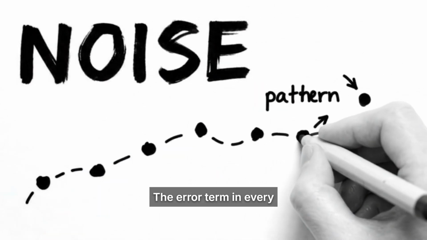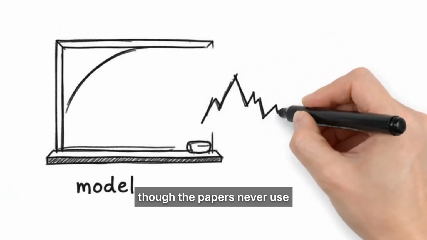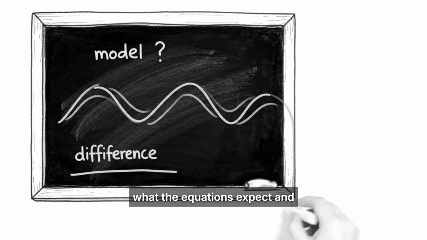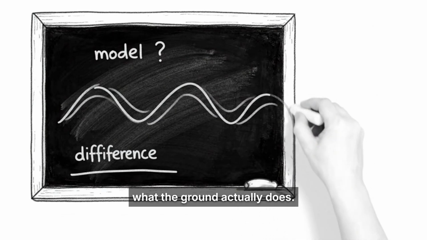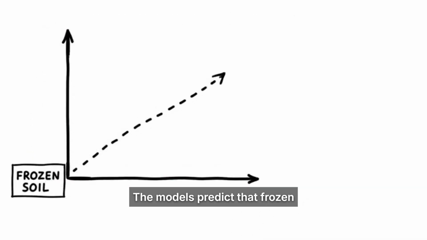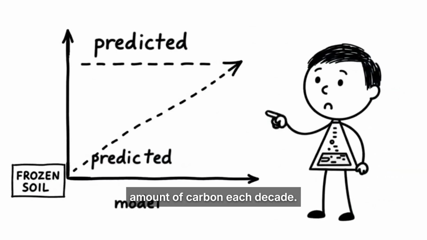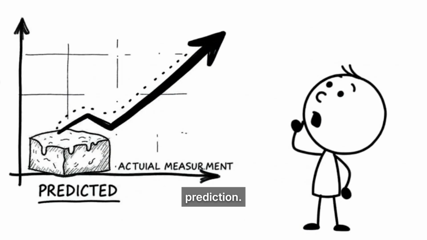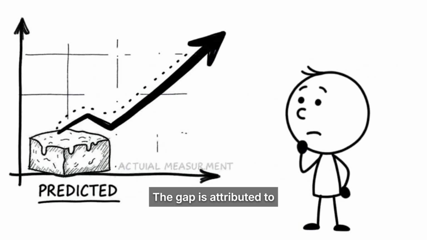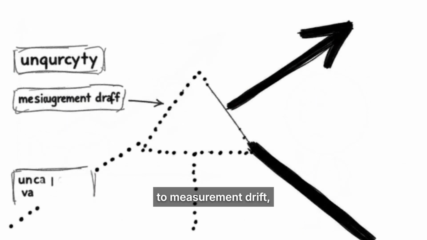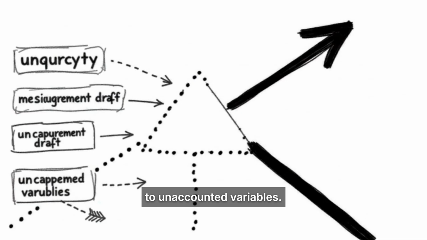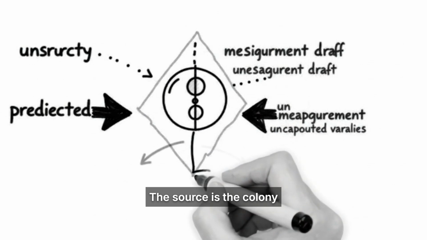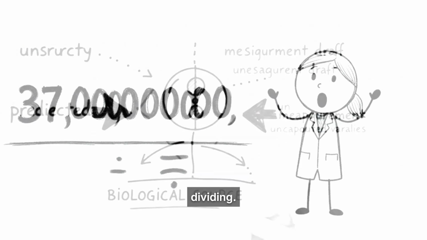The error term in every climate model has a name, though the papers never use it. It is the difference between what the equations expect and what the ground actually does. The models predict that frozen soil should release a certain amount of carbon each decade. The measurements consistently exceed that prediction. The gap is attributed to uncertainty, to measurement drift, to unaccounted variables. But the gap has a biological source. The source is the colony of cells that never stopped dividing.